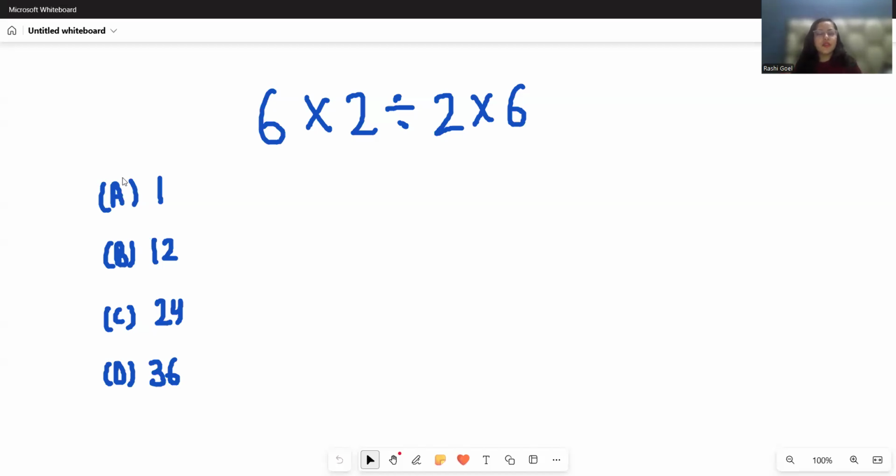Hello everyone, we have given 6 times 2 divided by 2 times 6, and the options are 1, 12, 24, 36. So can you find the number that equates to the simplification?